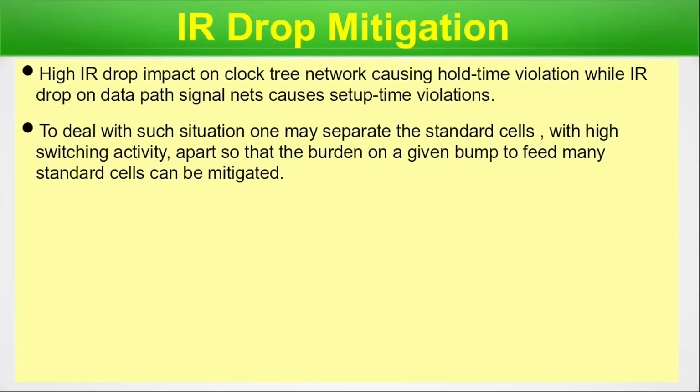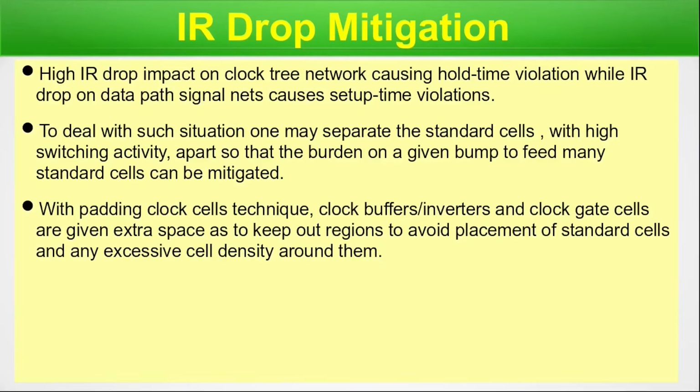To deal with such a situation, one may separate the standard cells with high switching activity apart so that the burden on a given bump feeding many standard cells can be mitigated. The lines coming from the IO pad into the power rings and then going to the stripes will be well taken care of if we separate out zones where there is higher switching activity and less switching activity. So chances will be less of getting hotspots and the circuit will be cured of the IR-Drop violation. These are the engineering changes we are going through in this IR-Drop mitigation slide.